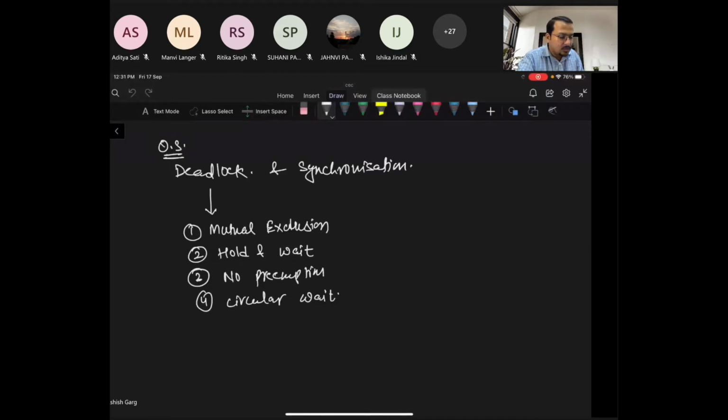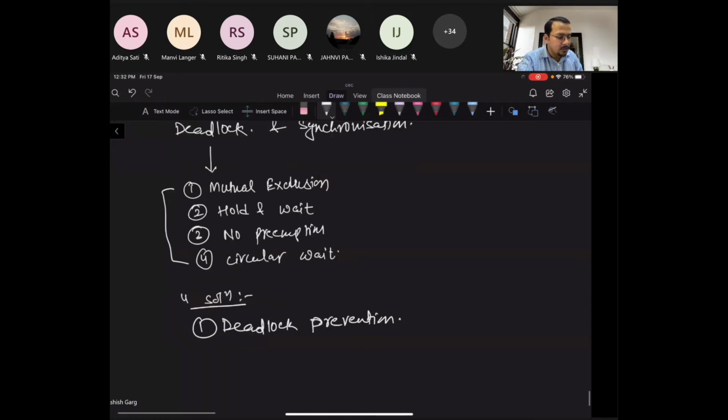So the solutions were: first was deadlock prevention, in which we were trying to violate any one condition of these four conditions. Of these above four conditions, we try to violate one of the conditions, and it is deadlock prevention.